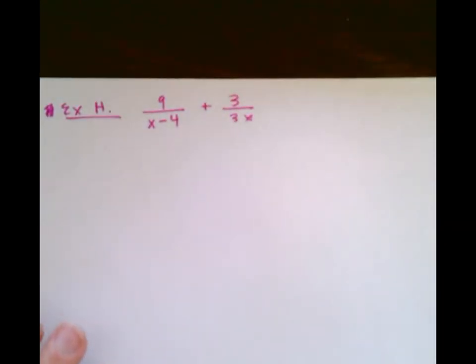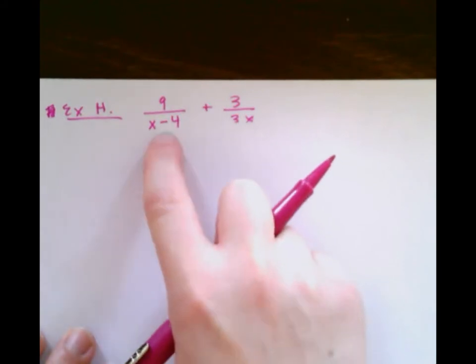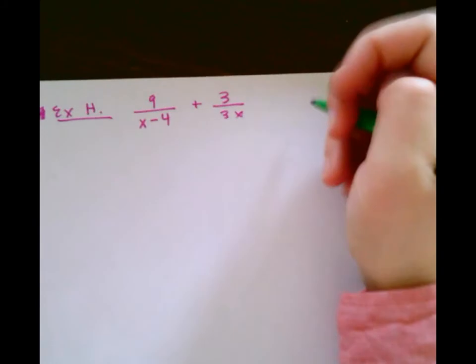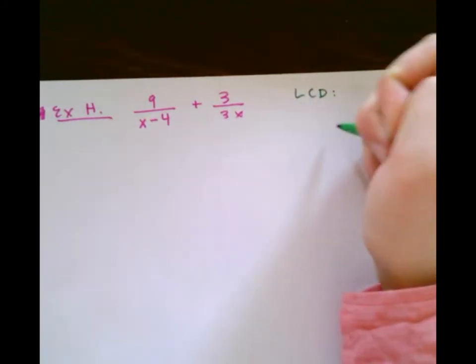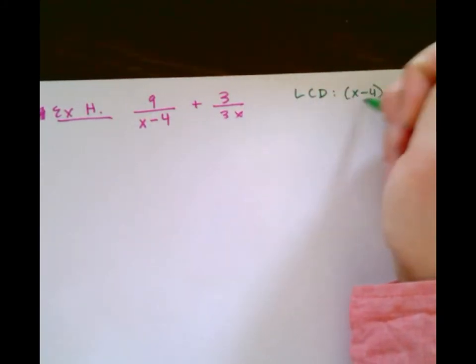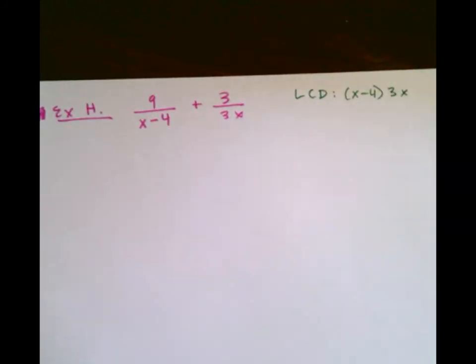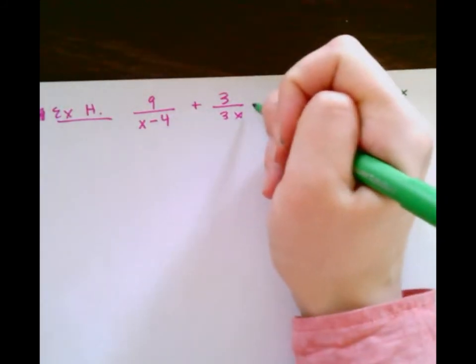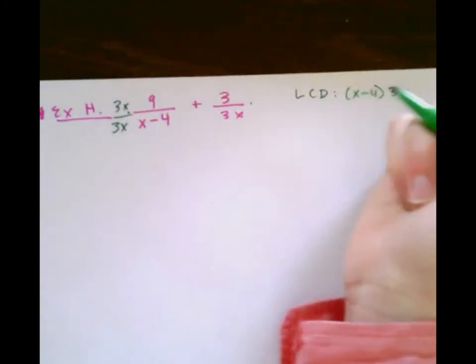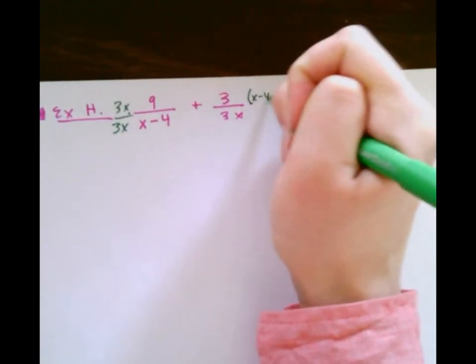Okay, so here we have x minus 4 and 3x as our 2 denominators. Again, there's nothing that those two have in common, so my LCD is just going to be the multiplication of the two: x minus 4 times 3x. So to the first one I have to multiply top and bottom by 3x, and to the second one I multiply top and bottom by x minus 4.